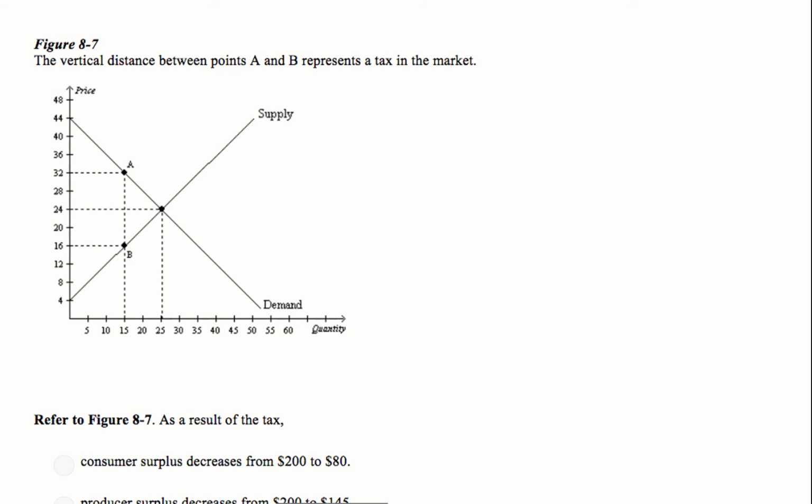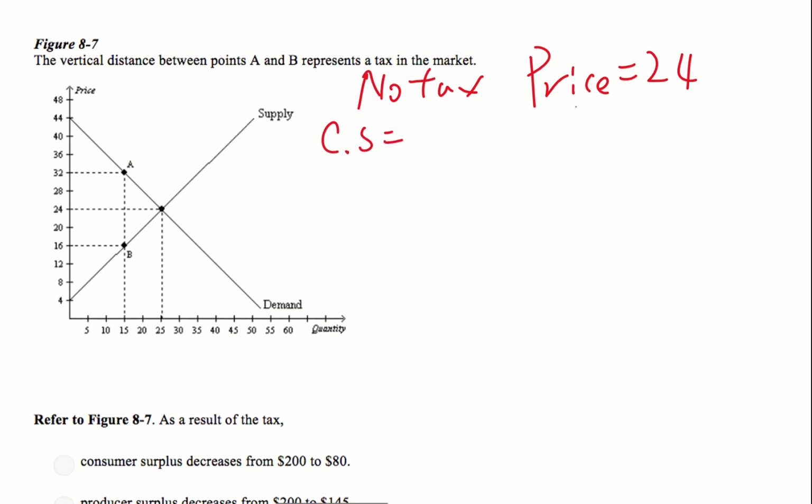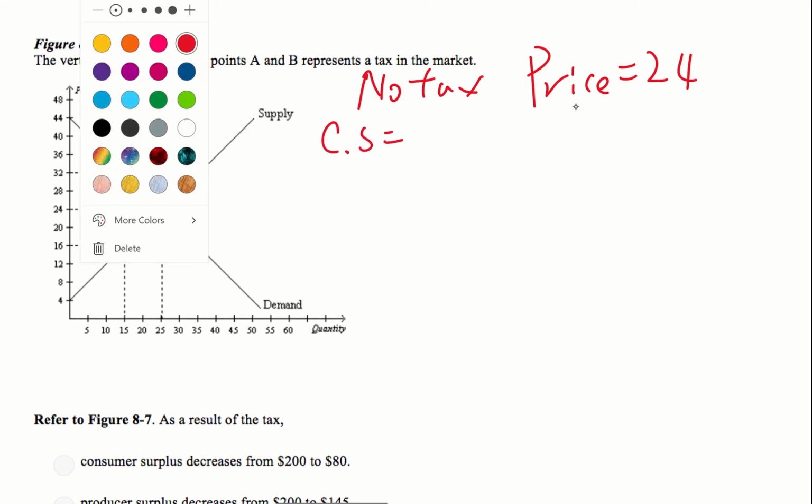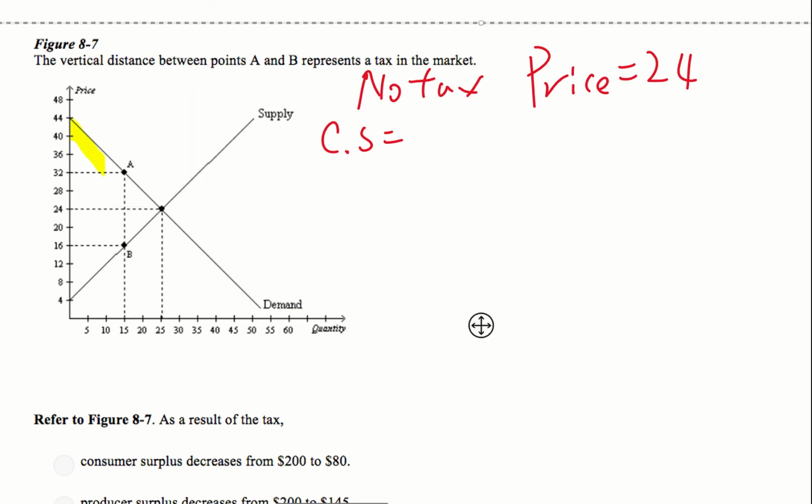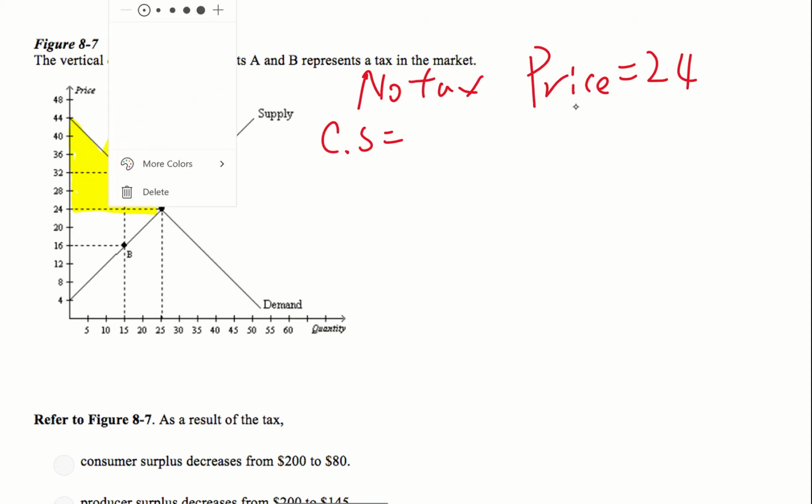Okay, so let's do it first with no tax. With no tax, your price will settle at $24. That's our equilibrium price. So first, with no tax, your consumer surplus will be the triangle on top. Let me use a highlighter. So consumer surplus will be this much. That's your consumer surplus, CS. And then your producer surplus will be the triangle below.